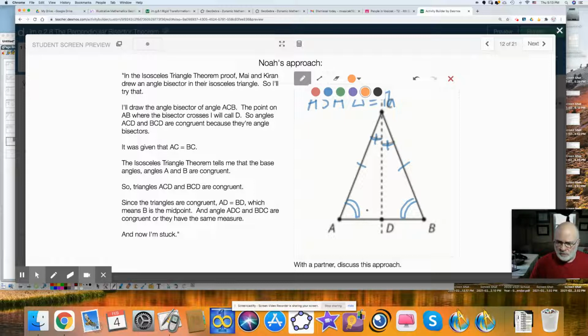AD is equal to BD. This is congruent to this. And that's true, but he doesn't give me a reason for it. And you need to tell him. You need to put some reasons down. What's the reason?